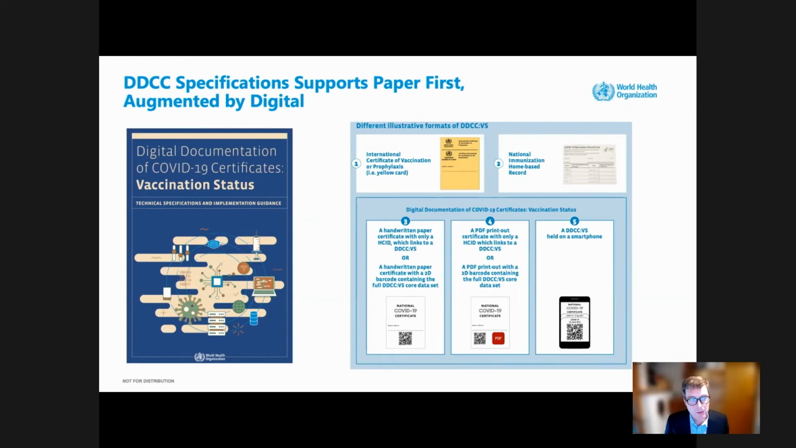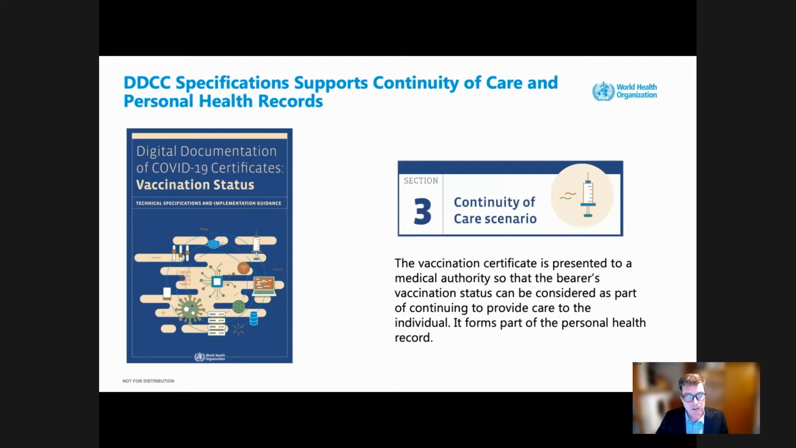And then the examples that we provide here on augmented paper that digitally links through a QR code to the public key infrastructure, whether it's on a smartphone or whether it's a 2D barcode that enables that verifiable credential.